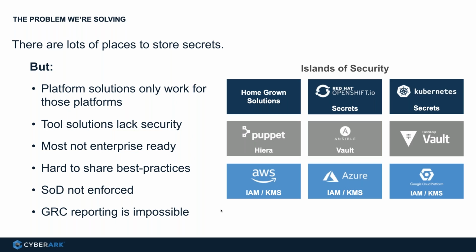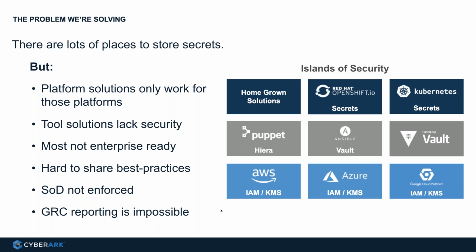But these solutions in many cases are not very secure. You may have dealt with Kubernetes secrets. We'll show an example here where, as you may know, Kubernetes secrets are only base 64 encoded. So these are not what we would hold up to a standard of high security. Most of these solutions are not ready. But the point is, even if all of these things were secure, having multiple ways of storing secrets makes it hard to share established best practices, hard to provide segregation of duties, and it certainly makes governance, risk, and compliance reporting next to impossible.